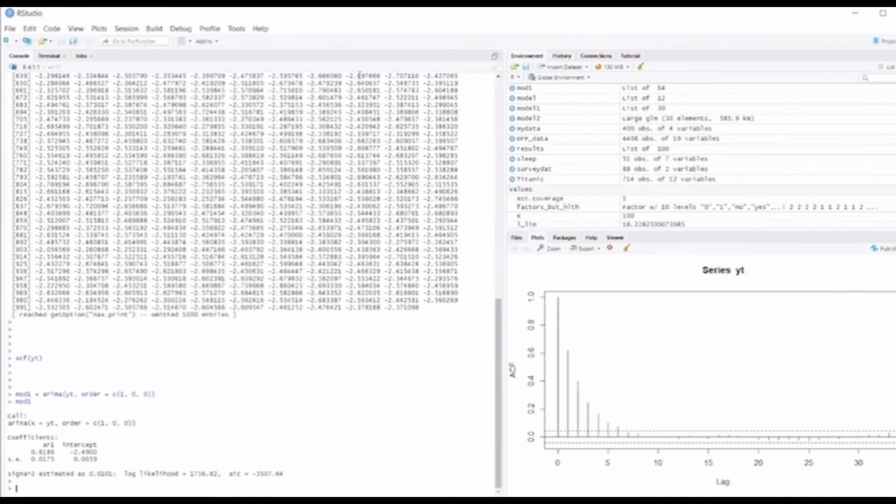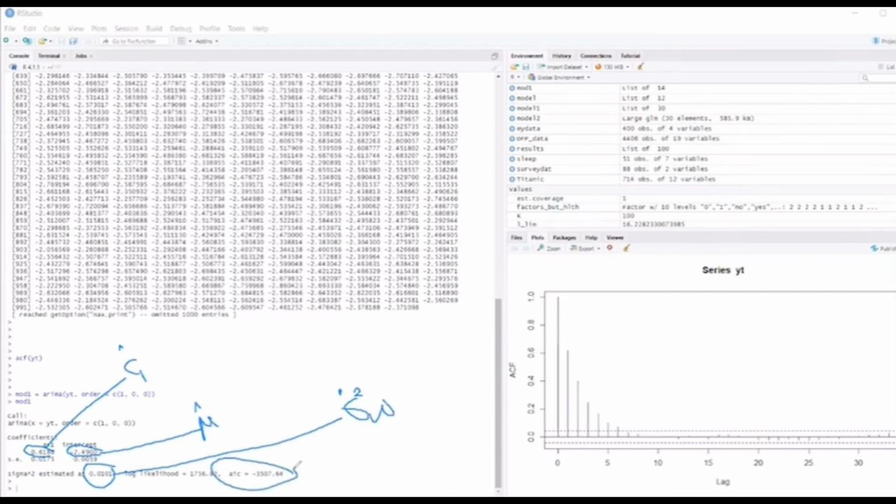And I told you the other time, this guy now is your C1, but this guy here is not your C naught, but the estimate of the mu. This is the estimate of the C1. Take a look at that. This is the estimated sigma squared W, the estimated one. Okay, this is the AIC. Take a look at that.